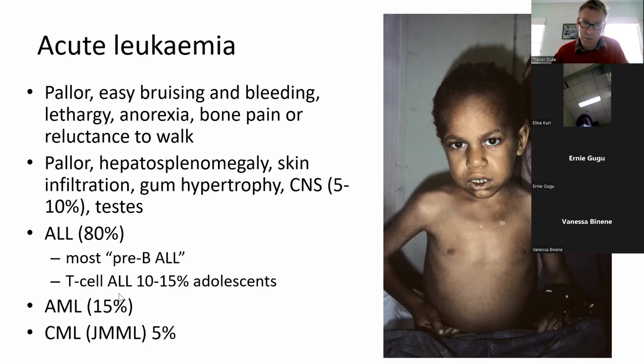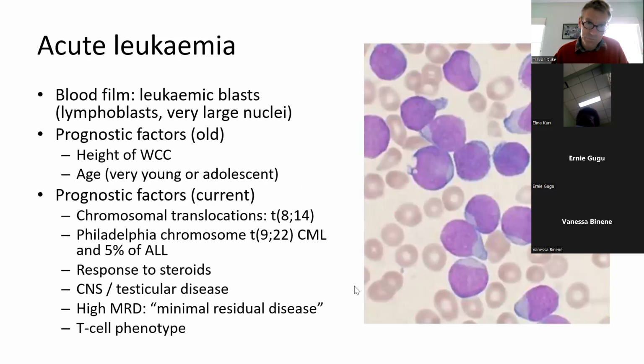Don't worry about that too much, but just know about, I think, ALL and AML and the types of ALL particularly. So this boy had AML, and you can sort of tell a bit. You can detect that it's more likely to be AML because he looks very unwell. He looks really pale. He's got some bleeding and gum hypertrophy. He just looks like he might have AML.